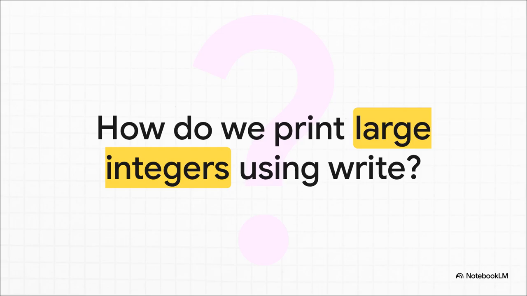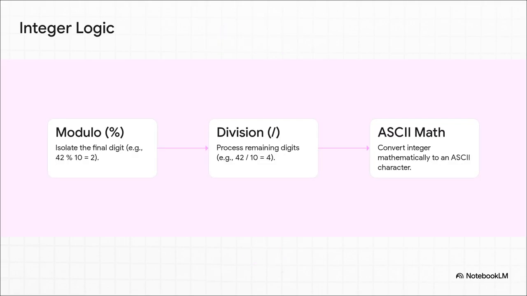So, how do we pull apart an integer programmatically? Well, here's your golden ticket for ft_putnbr. Use mathematical operations, specifically the modulo operator and the division operator. Think about it. If you take 42 modulo 10, the remainder is 2. Boom, you successfully isolated the final digit. Then if you take 42 divided by 10, the result is 4. You've now shifted the number over to process the remaining digits. You can literally slice up the integer recursively or iteratively using just these two tools. Once it's isolated, simply add the ASCII value of the character 0 to your integer, and that converts it right into a printable character for your write function.